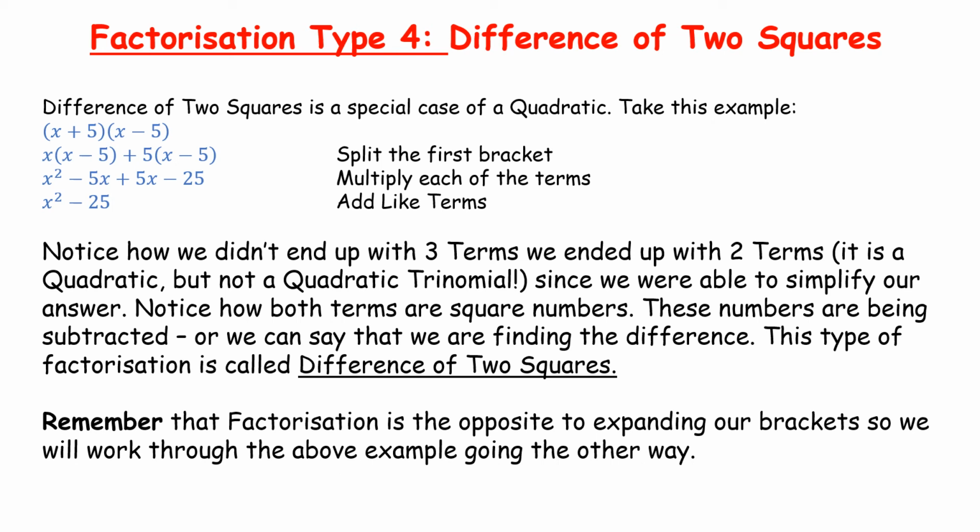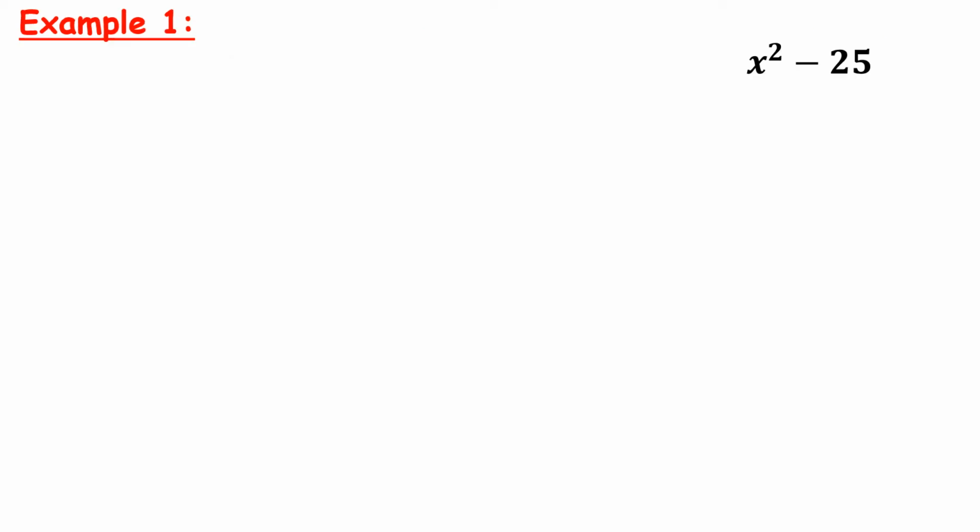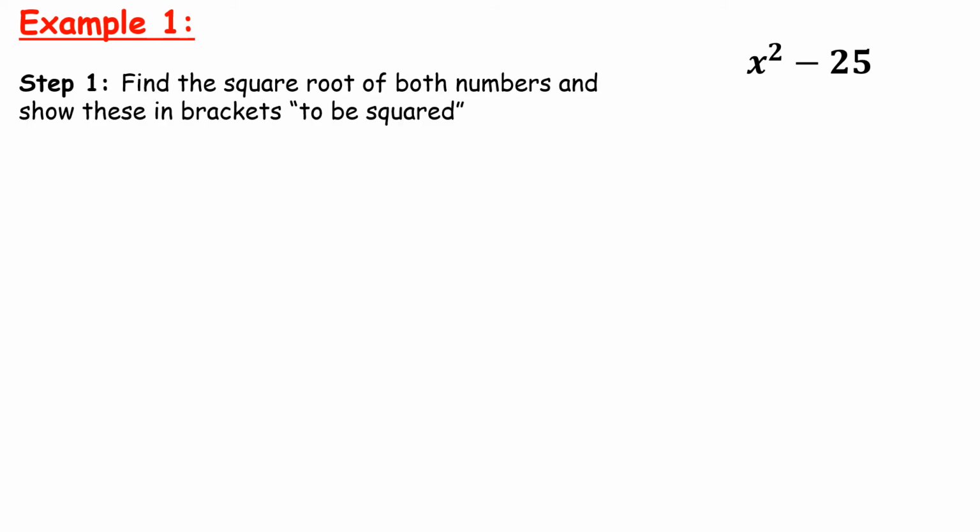Factorization is the opposite to expanding. So please take this down into your copies and we'll take a look at an example. So let's take this as our example and see how we'd work back. So step one is to find the square root of both sides and show these in brackets to be squared. So all that means is we're going to take our numbers and write them as brackets squared.